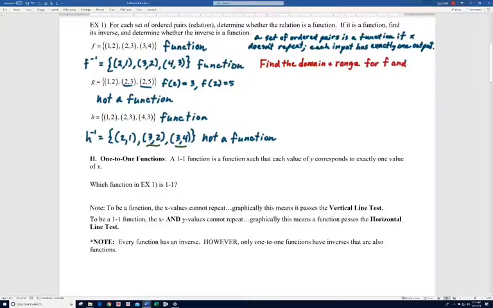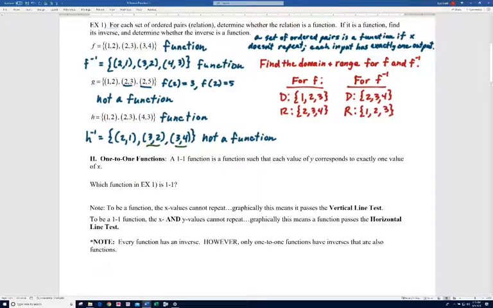If I asked you to find the domain and range for f and f inverse, let's go ahead and do it for f first. The domain is going to consist of all the x values. The range will consist of all the y values. Now, if you look at the inverse function, the domain is going to be 2, 3, and 4, and the range is going to be 1, 2, and 3. So notice what we have here. The domain and range are opposite here.